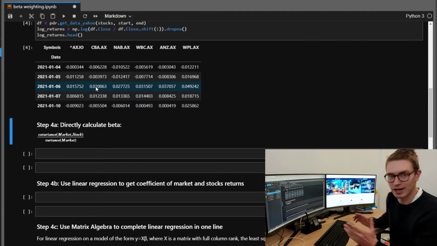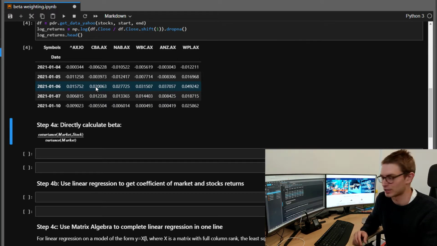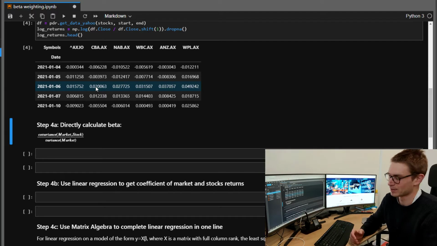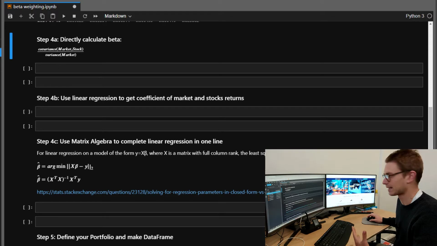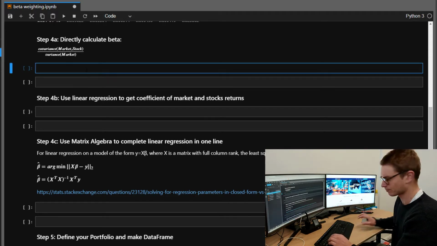Awesome. So now we're going to go through 3 different methods for beta weighting, for actually calculating beta. So the first one we're going to do is directly calculating beta using the covariance between the market and the stock divided by the variance. So let's just get cracking and create that function.